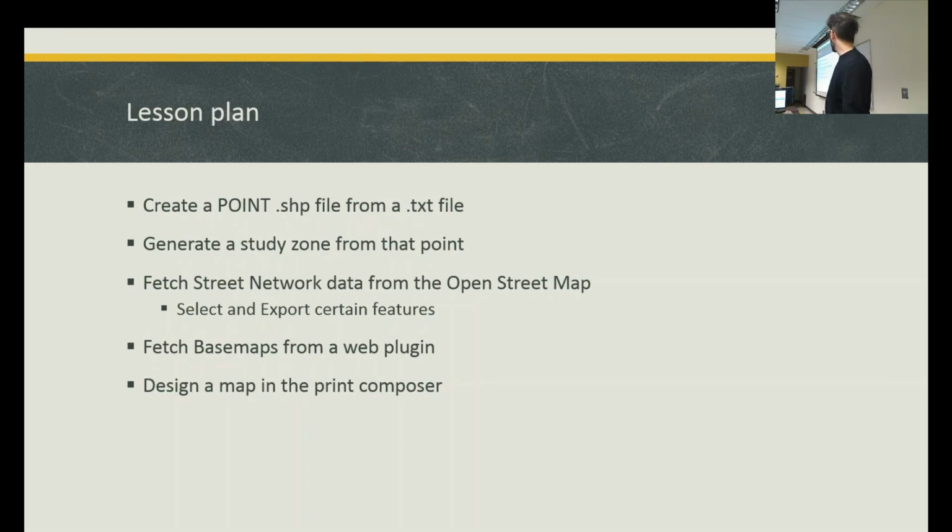Here's the lesson plan. We're going to make our own text file with coordinates in it. We're going to turn that into a shapefile. So really, my goal today is we're starting from nothing. We have no shapefiles, no input layers, and we're going to wind up with a complete map at the end of it. Generate a study zone from that point. We're going to get some street network data from OpenStreetMap.